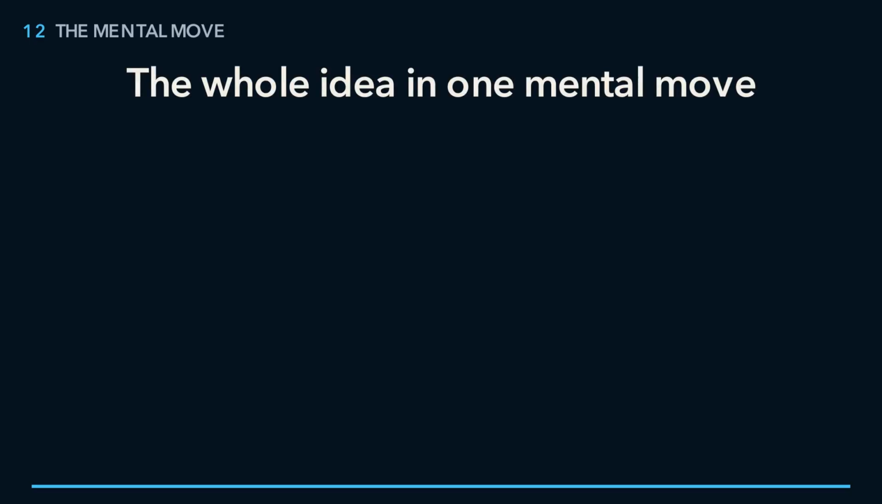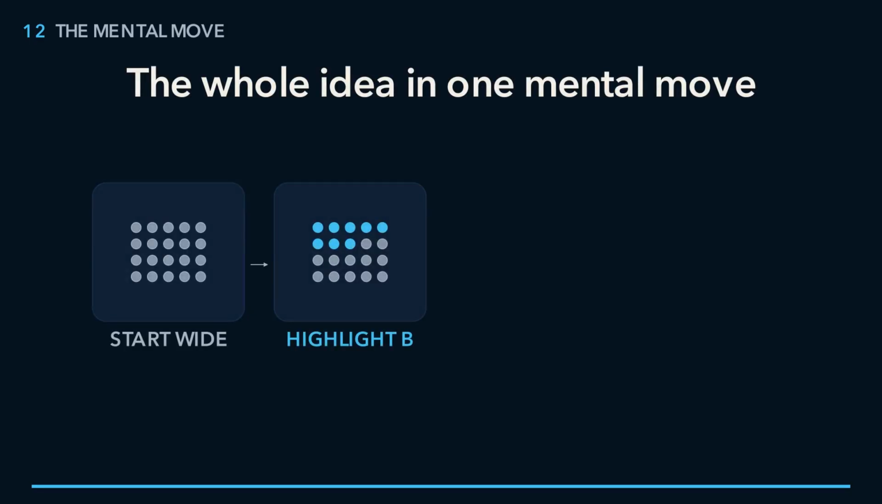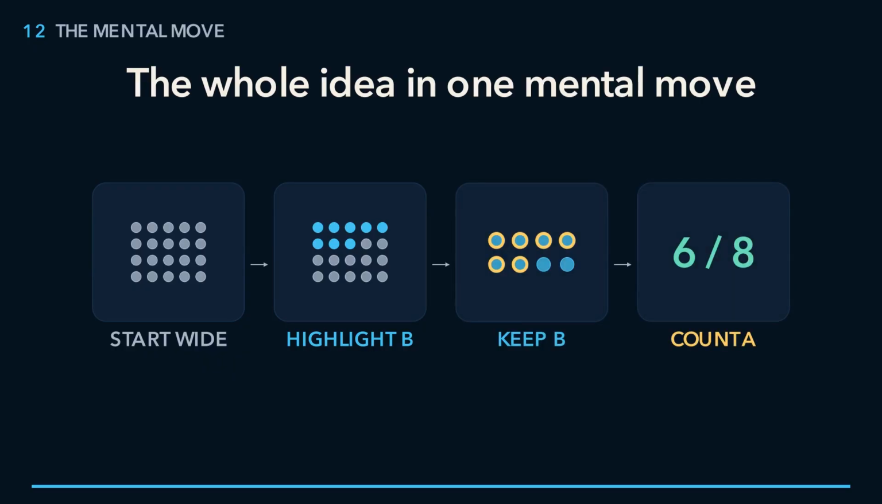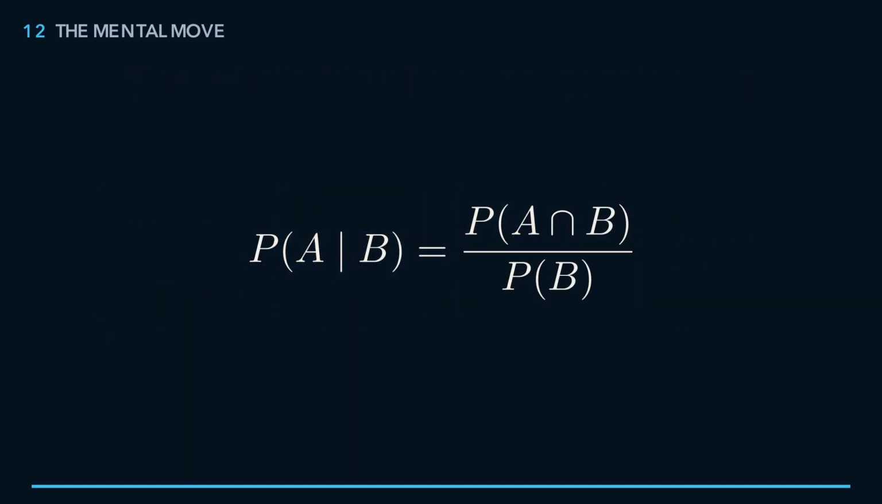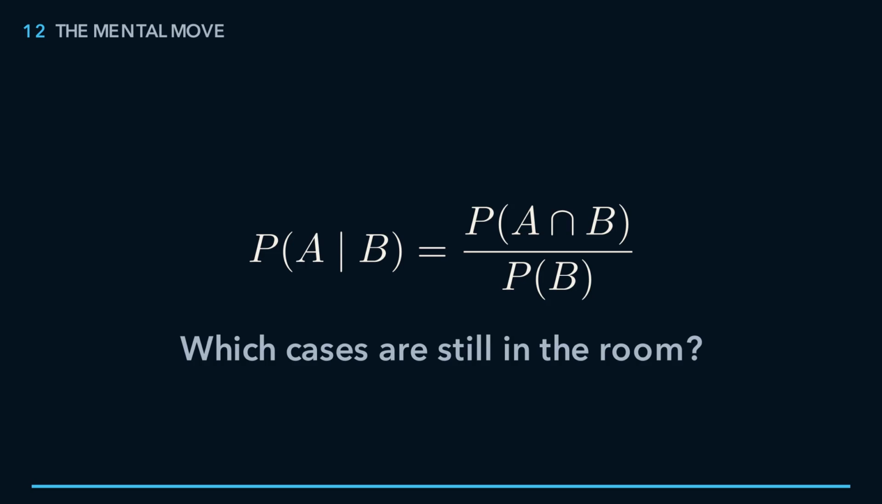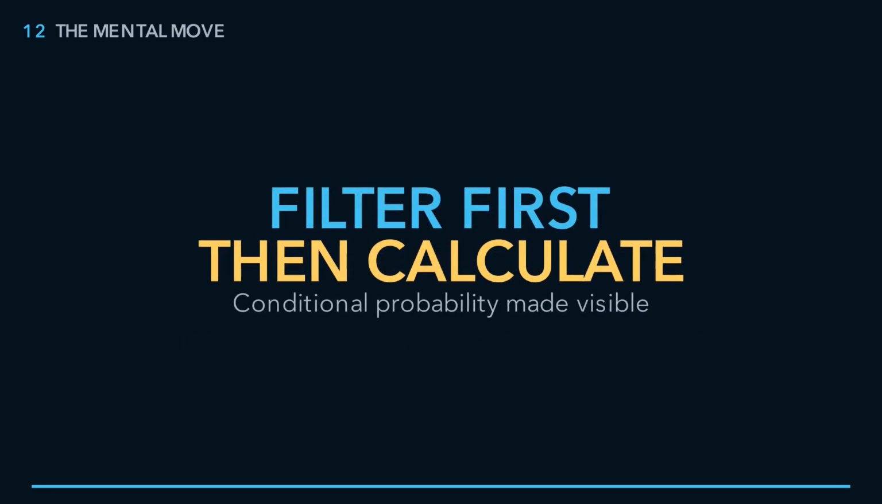Here is the whole idea in one mental move. Start wide, highlight the condition, fade everything else, then ask what fraction of the survivors also match the event you care about. That fraction is the conditional probability. The formula is a compact record of the picture, overlap divided by condition. So whenever you see given, do not rush to divide numbers. First decide which cases are still in the room. Filter first, then calculate.